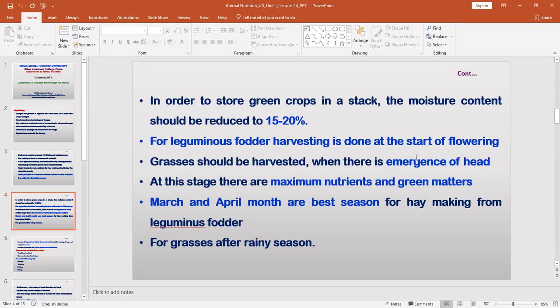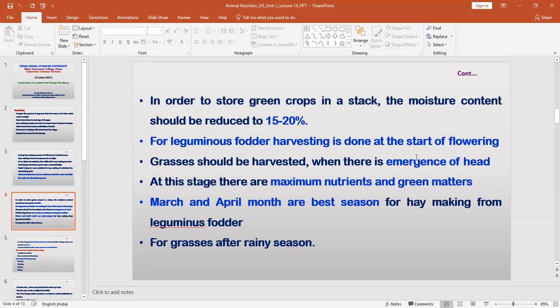And the best season for preparation of hay is the months of March and April. We can mostly prepare leguminous fodder hay during March and April. In these months, berseem, lucerne, and oat are available in plenty in the field, so we can store more feed material as hay, for feeding to the animals in lean conditions.